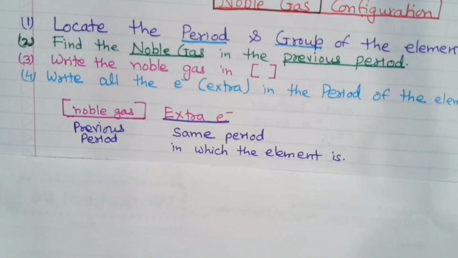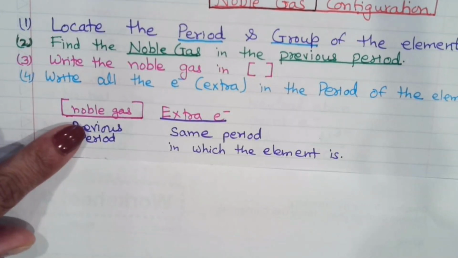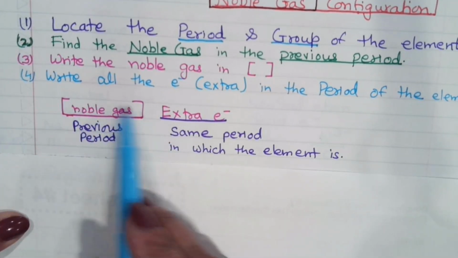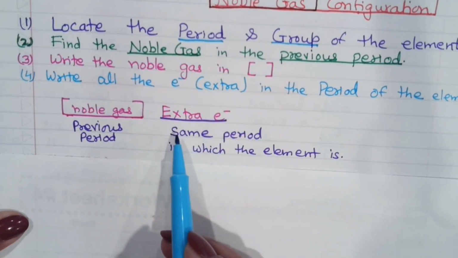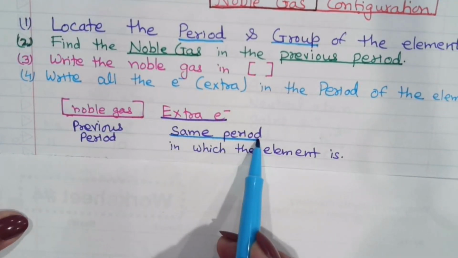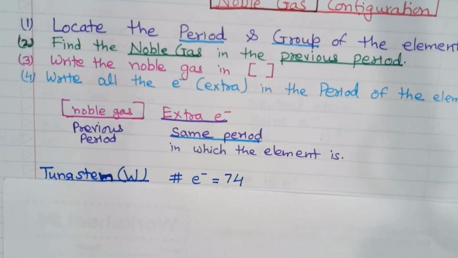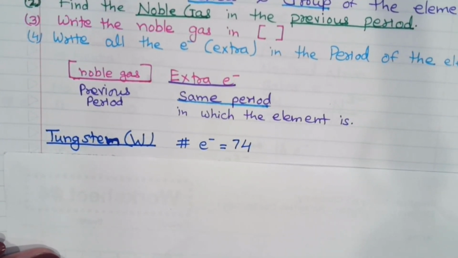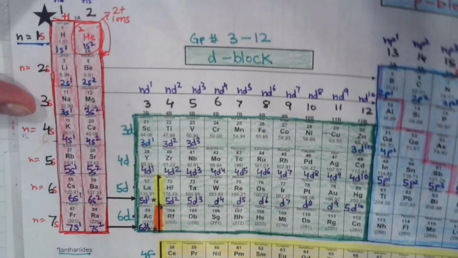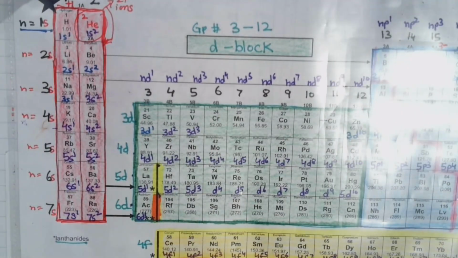So this is the format, right? You write down the noble gas in the previous period and then the extra electrons, which are usually in the same period where the element is. So let's write down the electron configuration of tungsten. So first step, tungsten is in which period or which group? So let's locate tungsten.